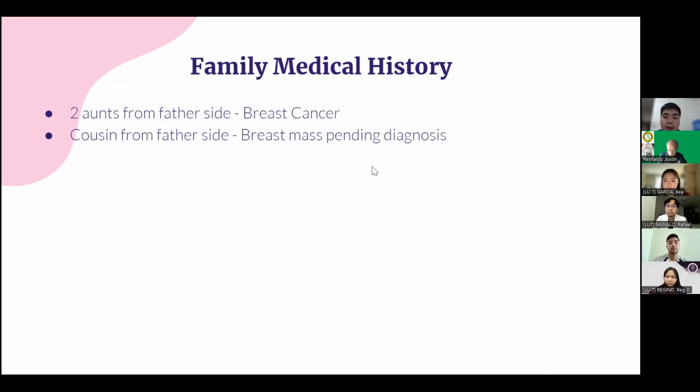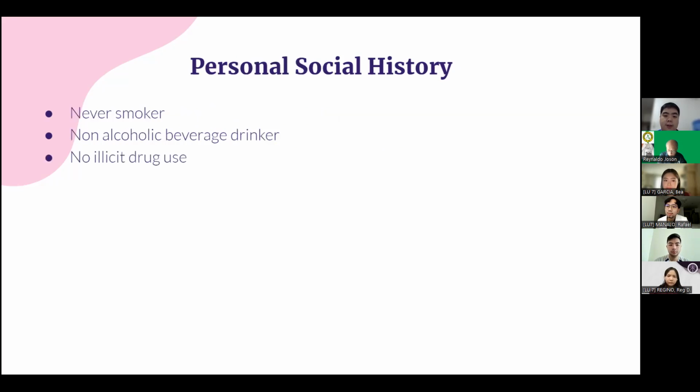For her family medical history, she has two aunts from her father's side. Her father's siblings also had breast cancer when they were around 60 to 70 years old. And she also has another cousin from her father's side who has a breast mass but is pending diagnosis. She has no vices, does not smoke, does not drink alcohol, and denied illicit drug use.